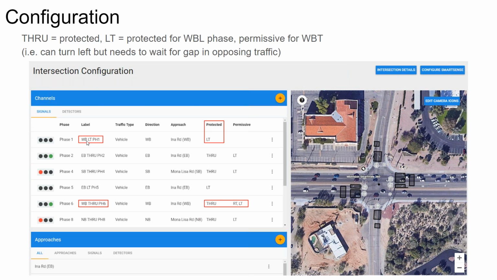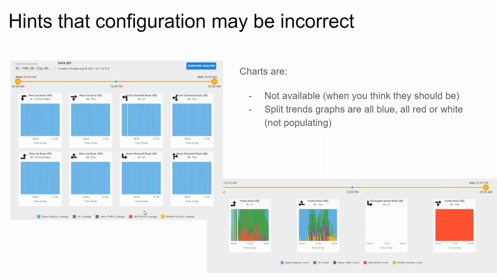So as I was saying with the westbound left, phase 1, it is a protected phase on its own. When it turns on, it is a protected phase. And then the westbound through, phase 6, is a protected through phase that happens to also have a left permissive. This is how we set these up to make sure the charts are associating the data properly. If you see scenarios like this, these may be hints that the configuration is not quite right.